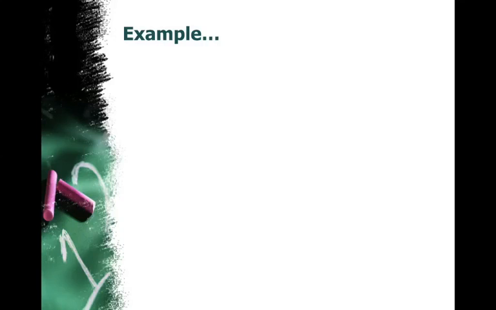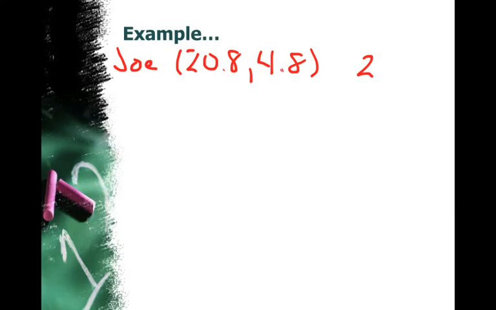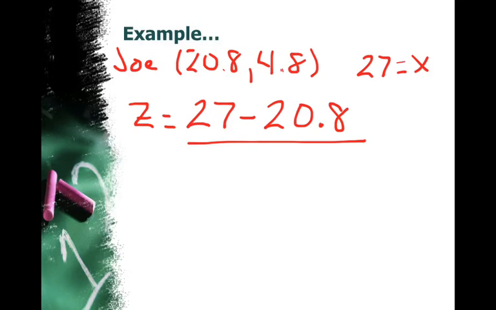And so when we looked at Joe, he took the ACT. For the ACT, the mean was 20.8. And the standard deviation was 4.8. He scored a 27. And so there's going to be your x. And so what you're going to have here is z equals the 27, Joe's score, minus the mean, 20.8, divided by the standard deviation, 4.8. And so if you calculate this, you should get 1.29.